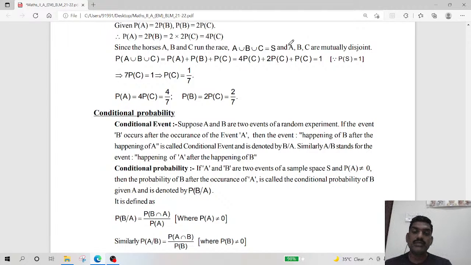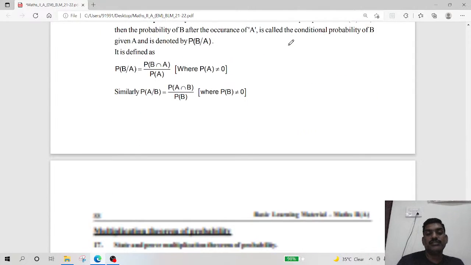Conditional probability: if A and B are two events in a sample space and P of A is not equal to 0, then the probability of B after occurrence of A is P of B over A. The formula for P of B over A is P of B intersection A divided by P of A. The formula for P of A over B is P of A intersection B divided by P of B. Okay, let us see the questions.